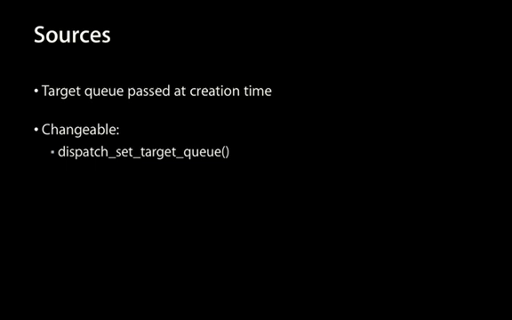So as I mentioned before, the target queue of a source is passed at creation time, and it is changeable. You can call dispatch set target queue at any point that you want.